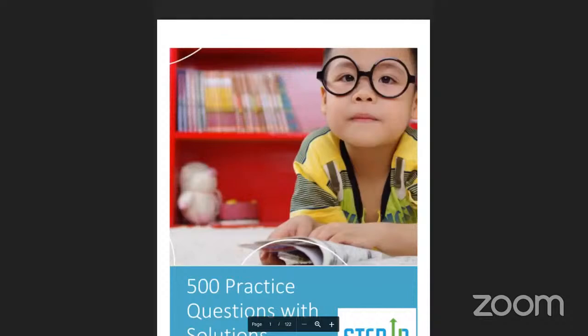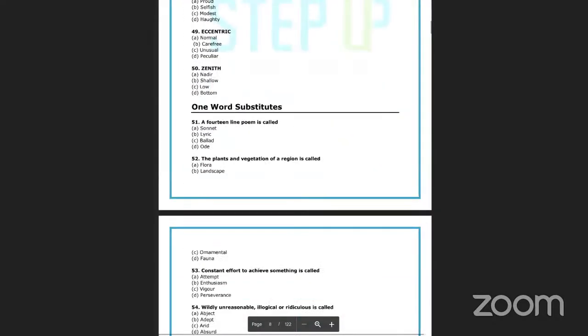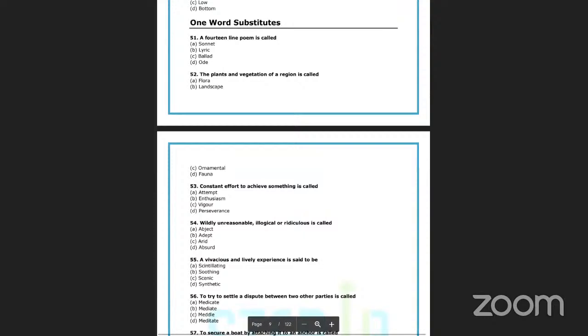Okay, great. So in the previous classes we have done antonyms and synonyms. Now we'll have one word substitution, wherein they'll give you a phrase and you have to find out the one word substitution for that. For example, if they say a 14-line poem is called what? Or the plants and vegetation of a region is called what? The entire phrase will be given and you have to tell the meanings of those things.